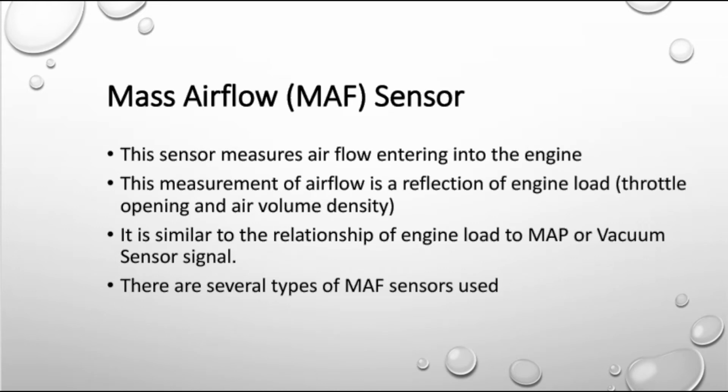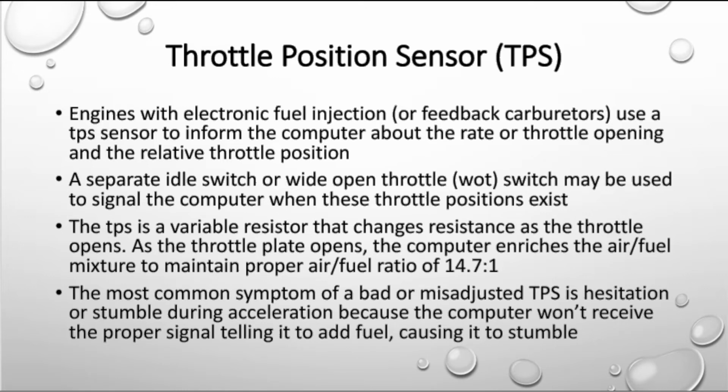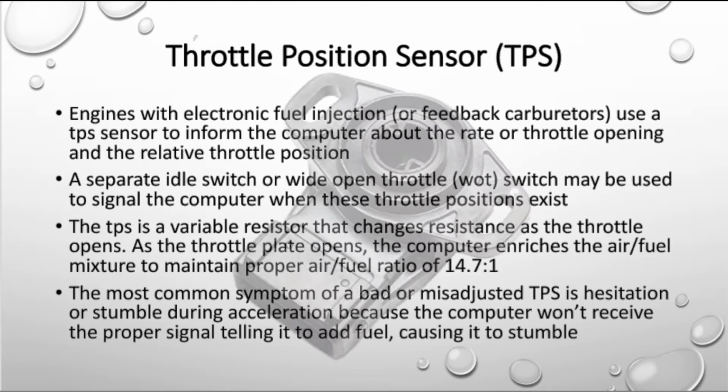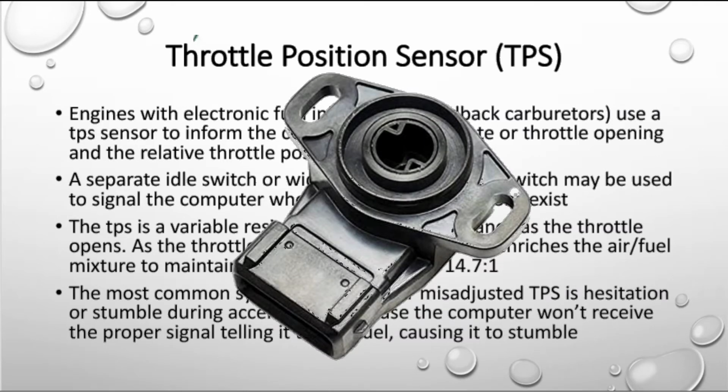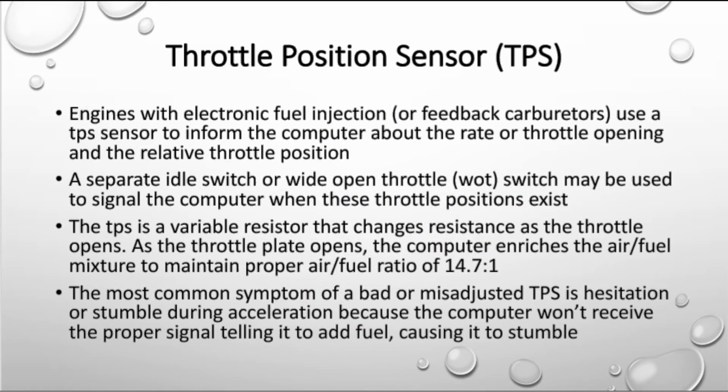There are several different types of mass airflow sensors used. Throttle position sensor, or TPS sensor. Engines with electronic fuel injection, or feedback carburetors, use a TPS sensor to inform the computer about the rate of throttle opening and the relative throttle position. A separate idle switch or wide open throttle switch may be used to signal the computer when these throttle positions exist. The TPS is a variable resistor that changes resistance as the throttle opens.